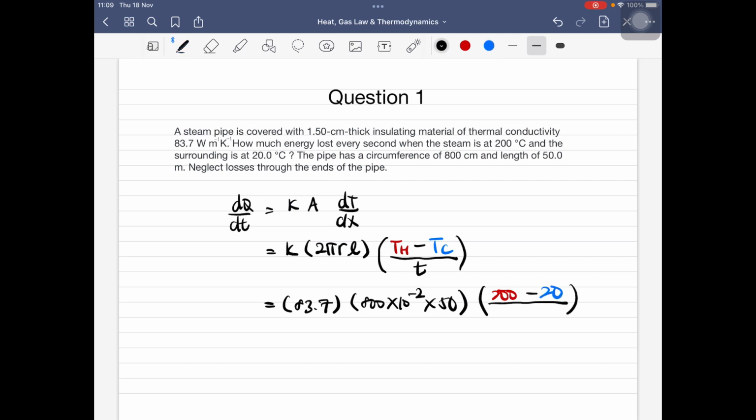And then the thickness of your insulator is equal to 1.50. Okay, convert into meters, which is times 10 to the power of negative 2, which gives us dQ/dt, or energy loss for every second by the steam, equal to 4.02 times 10 to the power of 8 joules per second. For this one, the other unit is watt.